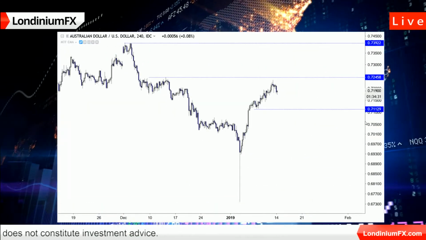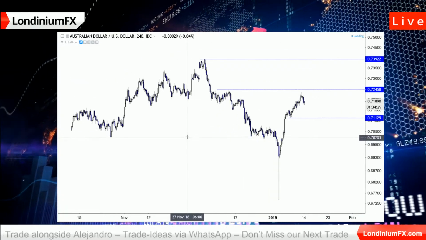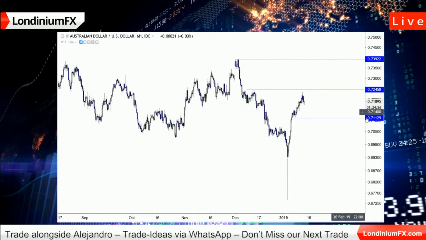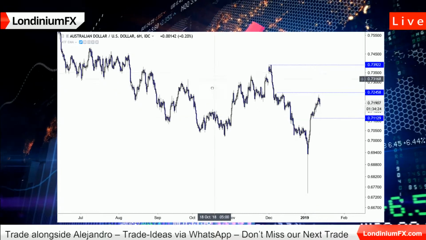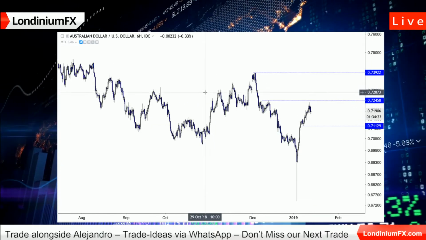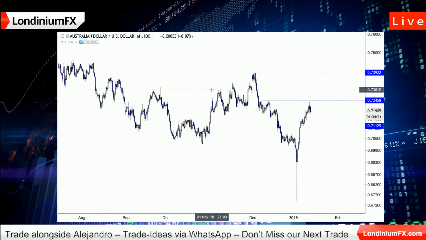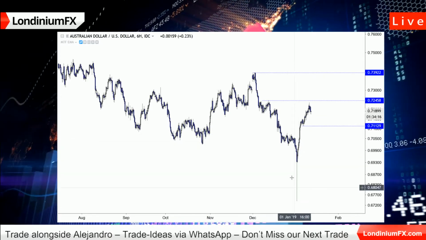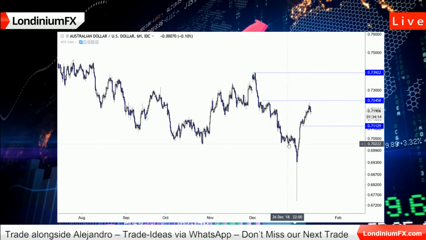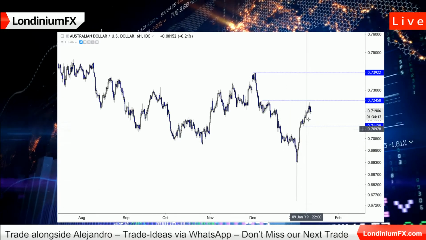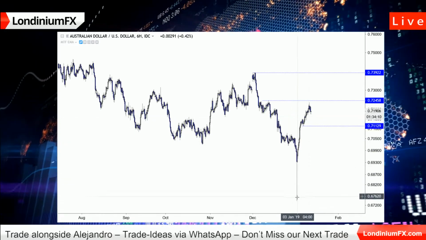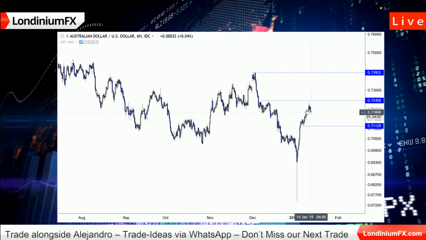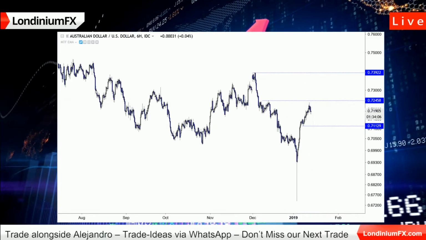Here's the Australian dollar versus the USD, and it's not too much different to the NZD USD. Looking at this, it's just a sideways market which had an extremely excessive decline, which quickly bounced back. But now, as most people are getting squeezed out, people don't want to buy here anymore.